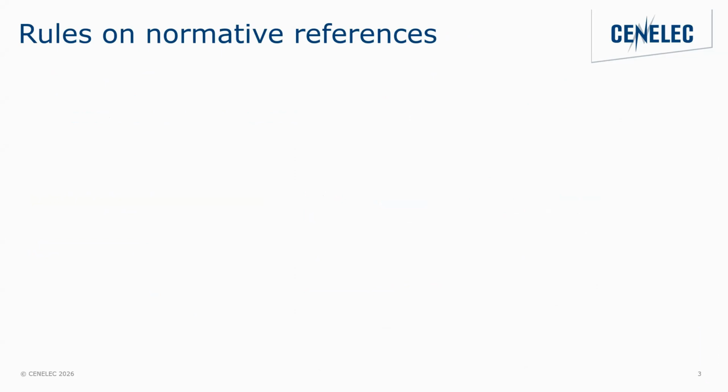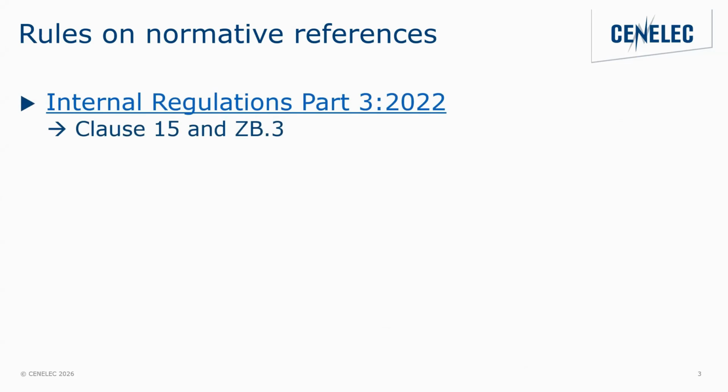Another thing that is important to remind you of is that, as you may know, there are certain rules that apply to the use of normative references in CENELEC standards. And so these rules also apply to normative references listed in the Annex ZA. First of all, there are the basic rules described in Internal Regulations Part 3, or IR3. And you can find these rules in Clause 15 and Clause ZB3.